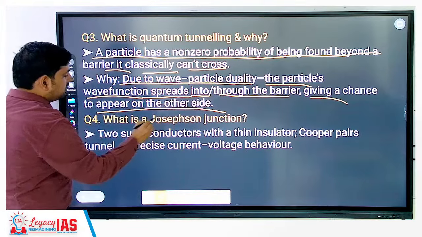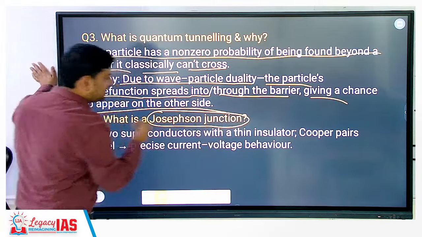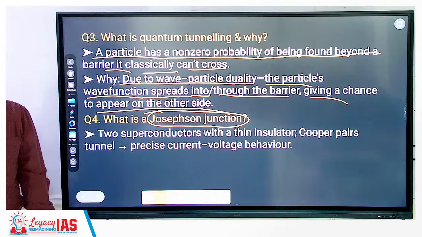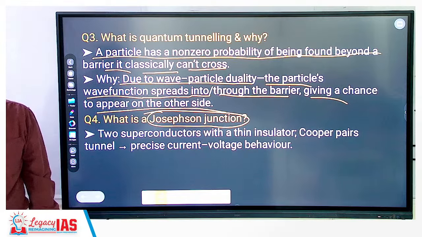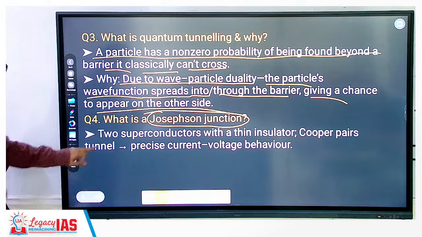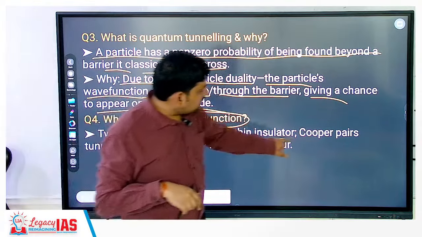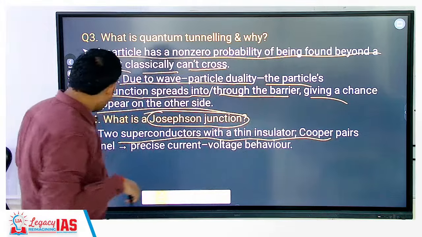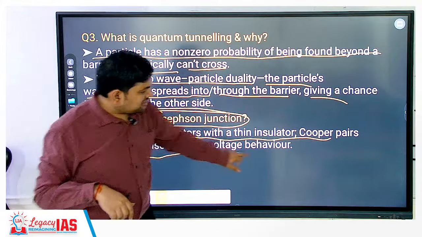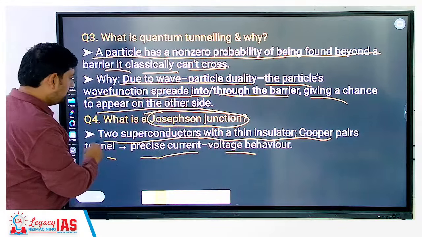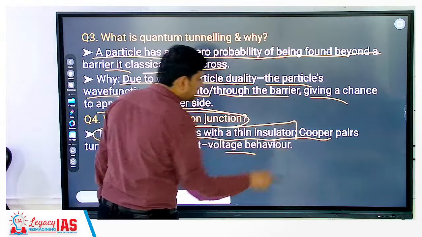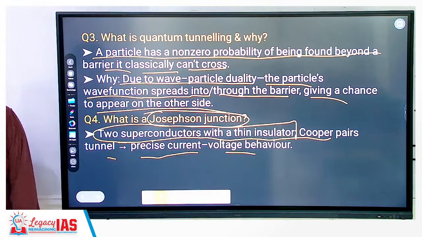Now this is the Josephson junction. The thing that we draw, two superconductors with a thin insulator in between, is called a Josephson junction. Copper pairs tunnel, giving a precise current-voltage relation. This is the junction that was used.